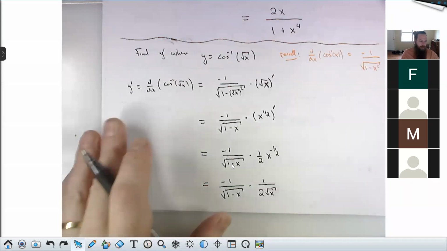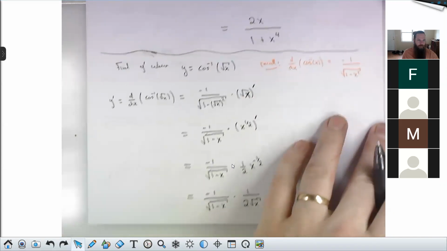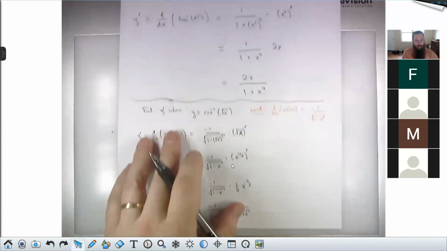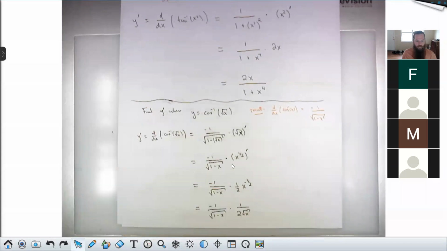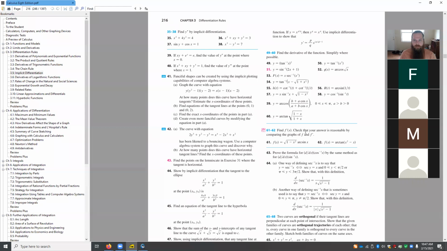Questions on these last two examples where we're using the chain rule together with some inverse trig stuff? Okay. I would like to do one more problem. We started a little bit late today, and then I'll let you guys go.